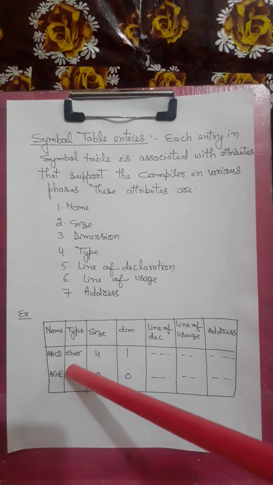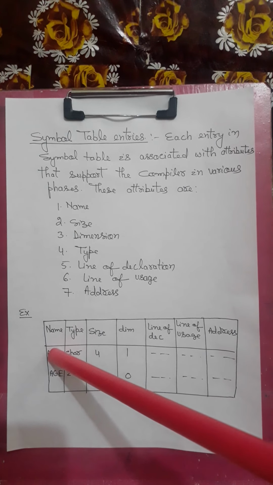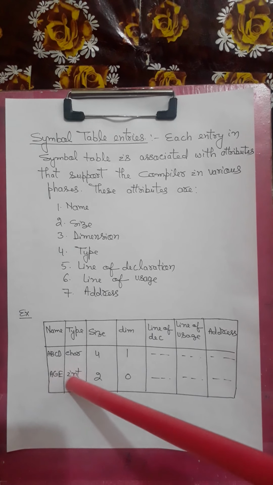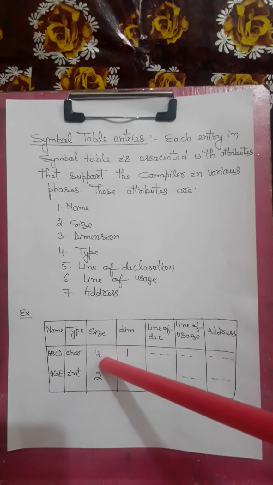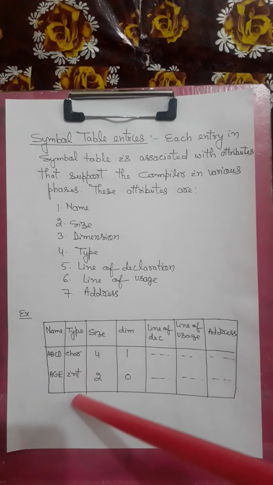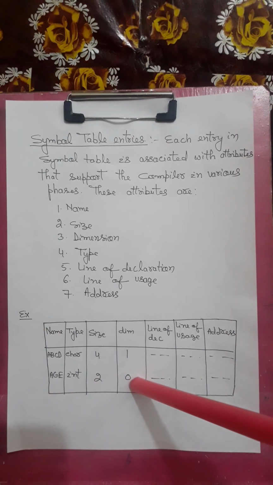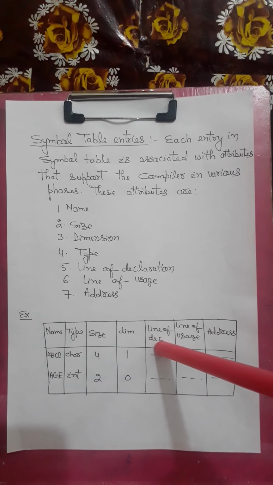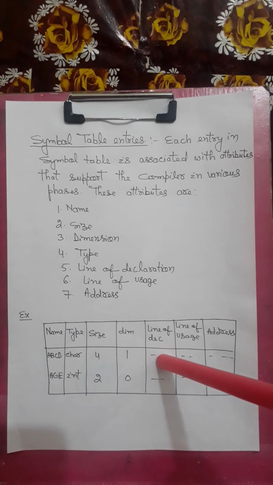This is a table. In this case there are two variables: abcd, which is a variable name and is an array, and next, age, which is an integer type variable. In the case of abcd, it is an array having size 4 and it is single dimension. Similarly, age is an integer type variable, the size of this int is 2, and the dimension is 0. So we can see there is a line of declaration attribute, and it plays a very important role in finding errors at the time of compilation of the program.